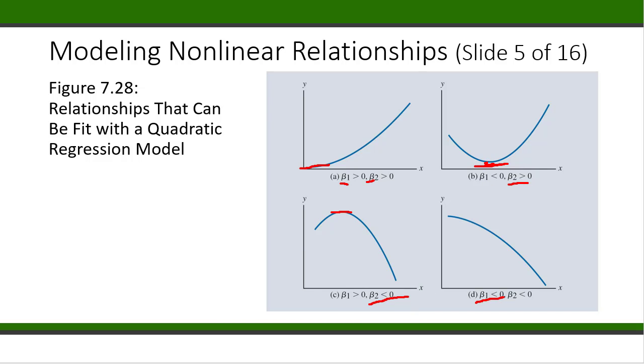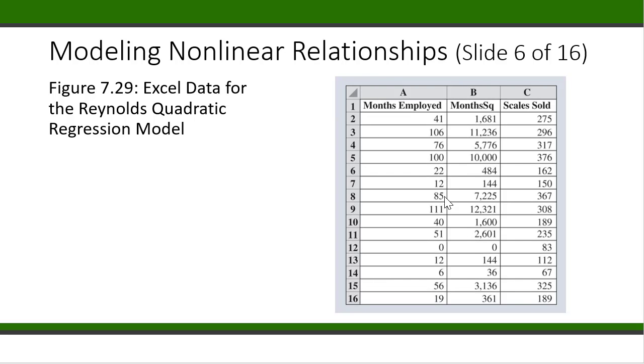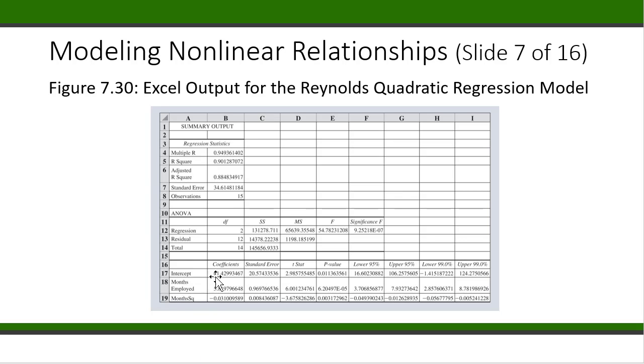betas need to be. So if we go back to our data, we can now create months employed, months squared, scales sold. So we have our X1 and our X2, and this is one that's already squared. So we can see from this model then our formula is going to be posted right here, something like this.